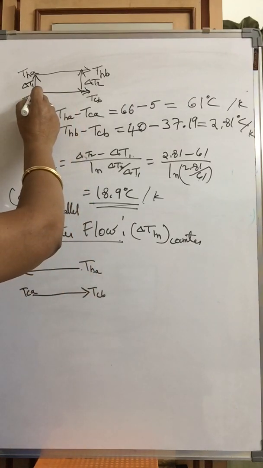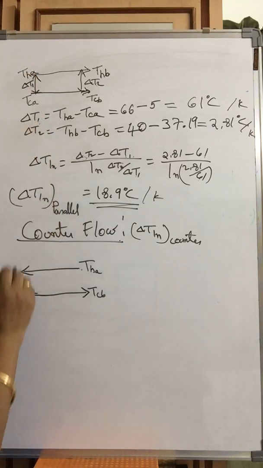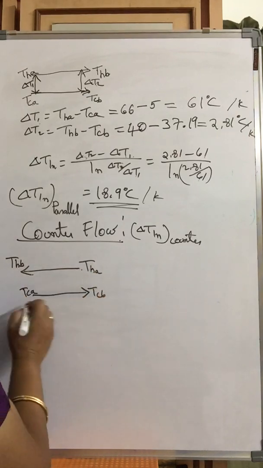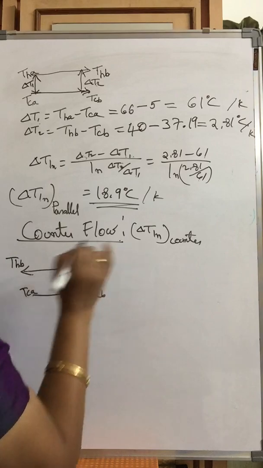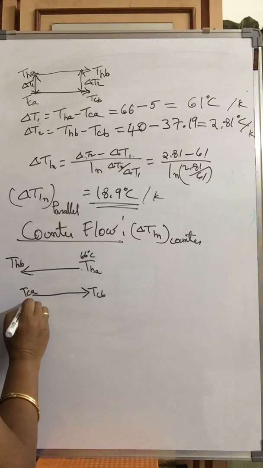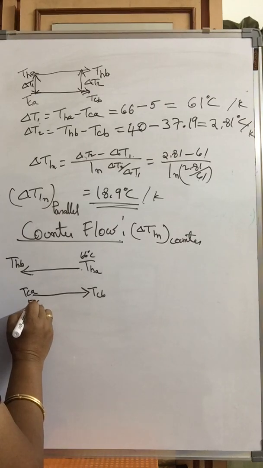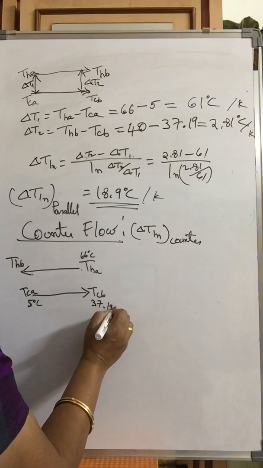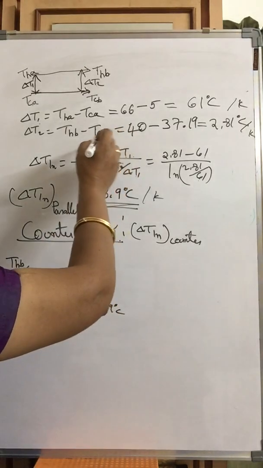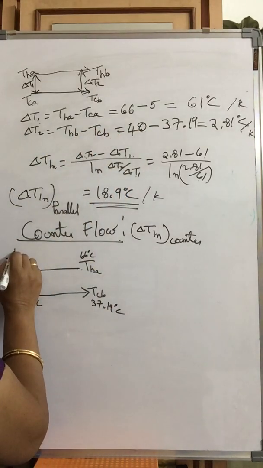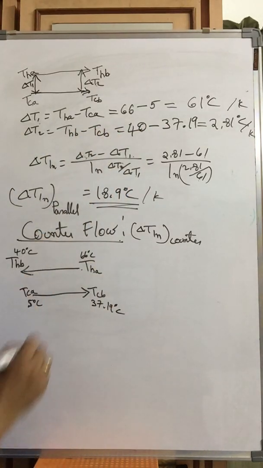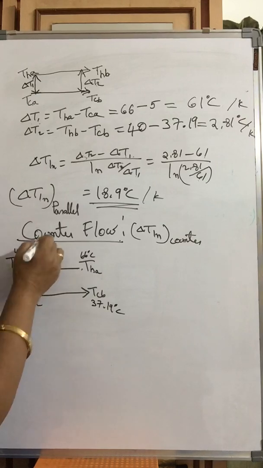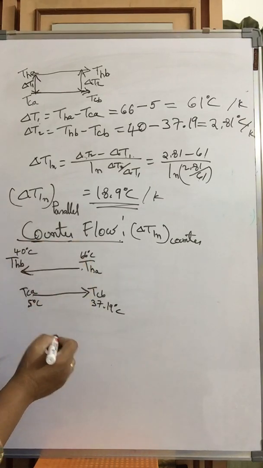Here the hot fluid enters, so this is THB. You can write the values also here. THA is 66 degrees centigrade, and TCA is 5 degrees centigrade. TCB is 37.19 degrees centigrade, and THB is 40 degrees centigrade. Like this you should draw the two lines. Is it clear? So cold fluid and then hot fluid. This is counter flow, both opposite to each other.